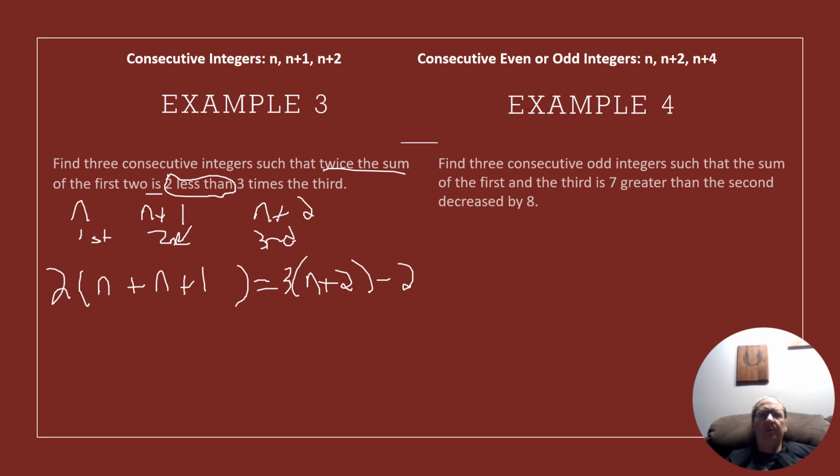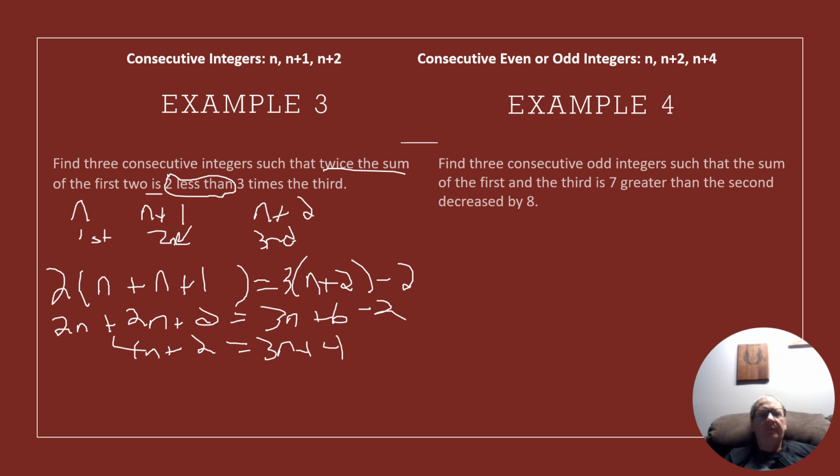So I can just distribute through here, or I could add first and distribute. It doesn't matter. I generally just distribute. So I go 2 times n, 2 times n, 2 times 1, 3 times n, 3 times 2, and then this minus 2 on the outside. Now I'm going to combine like terms. So I have 4n plus 2 equals 3n plus 4. I'll move my n's over.